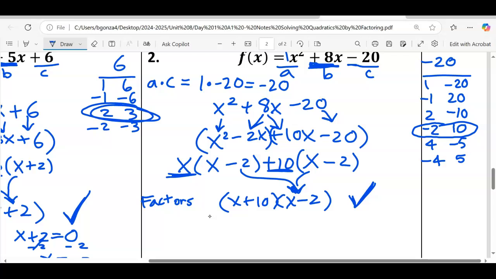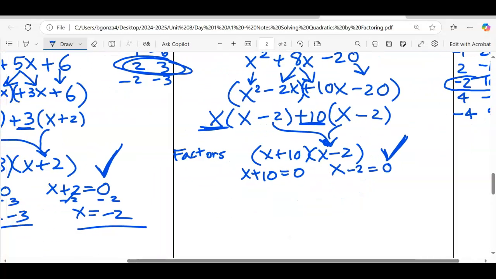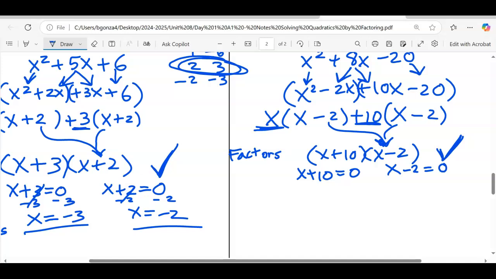But it's not solved yet. Remember, you have to set each parentheses equal to 0. Okay, so x plus 10 equals 0. x minus 2 equals 0. And again, do a little bit of math to solve these. To get rid of that positive 10, I do minus 10, minus 10. 0 minus 10 is negative 10. Minus 2, to get rid of it, you add 2. 0 plus 2 is 2.